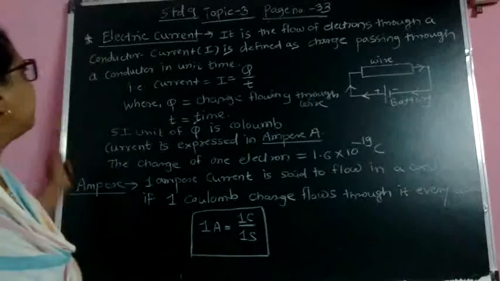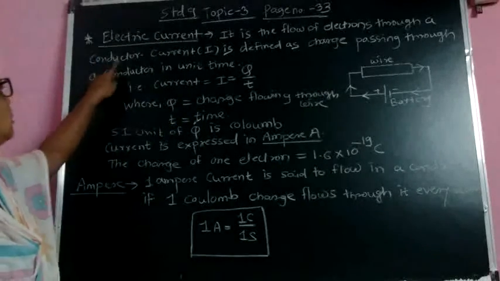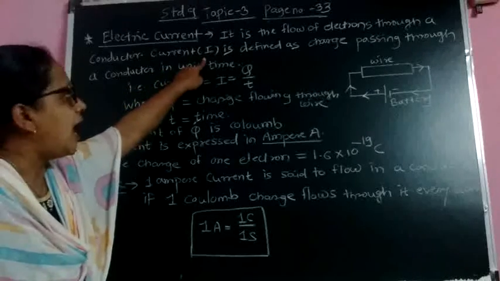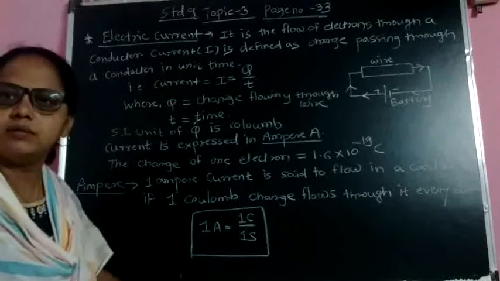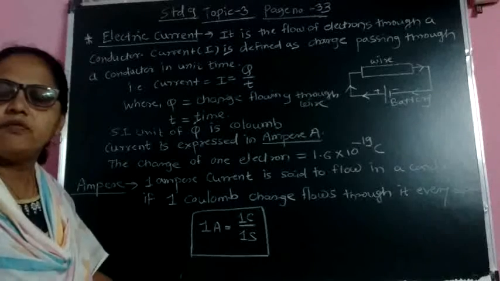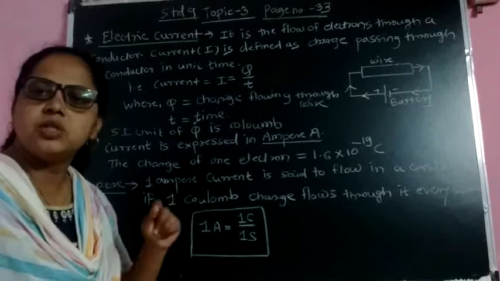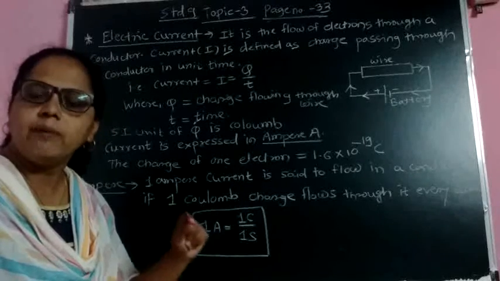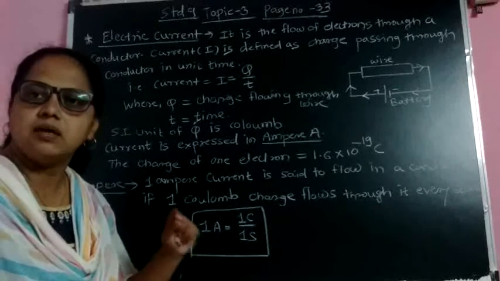You can see here, it is the flow of electron through a conductor. Current I is defined as charge passing through a conductor. Which are these charges? These charges are nothing but electrons. The flow of electrons through a metallic conductor is called current.